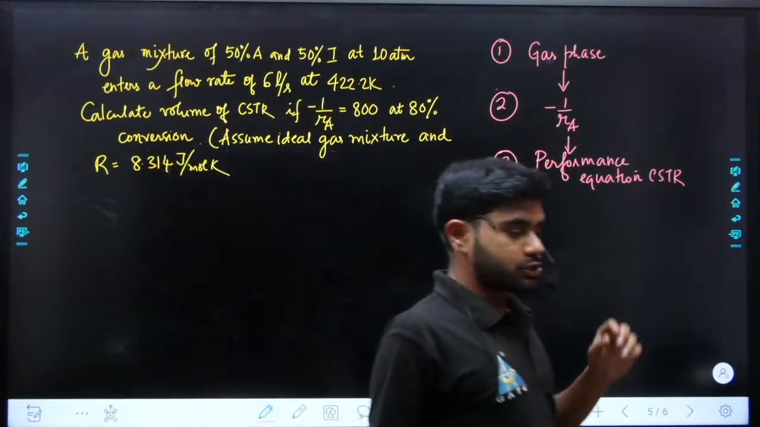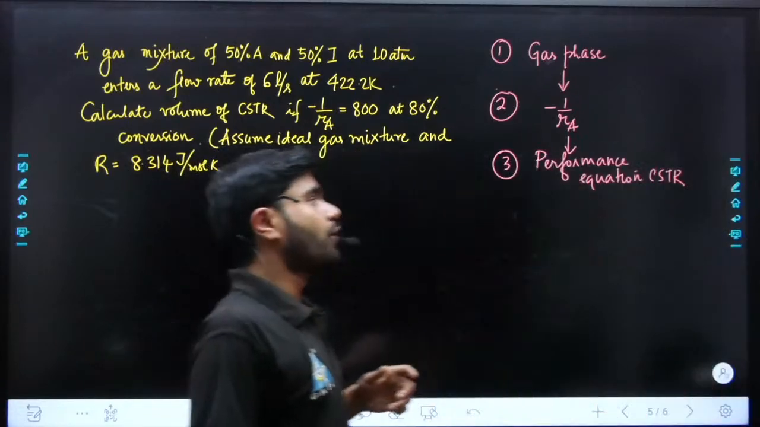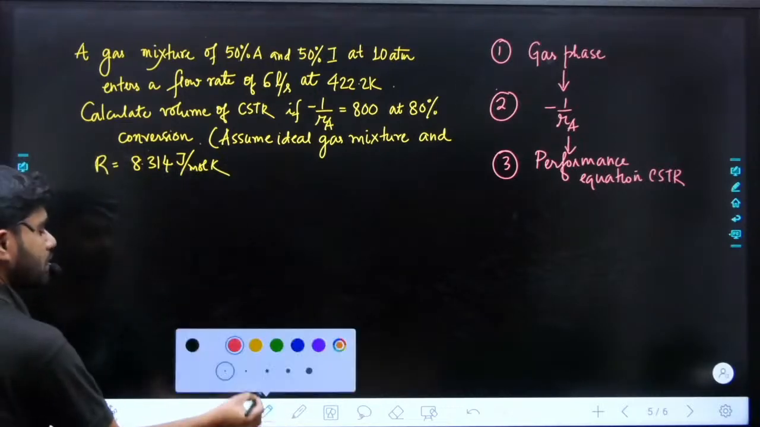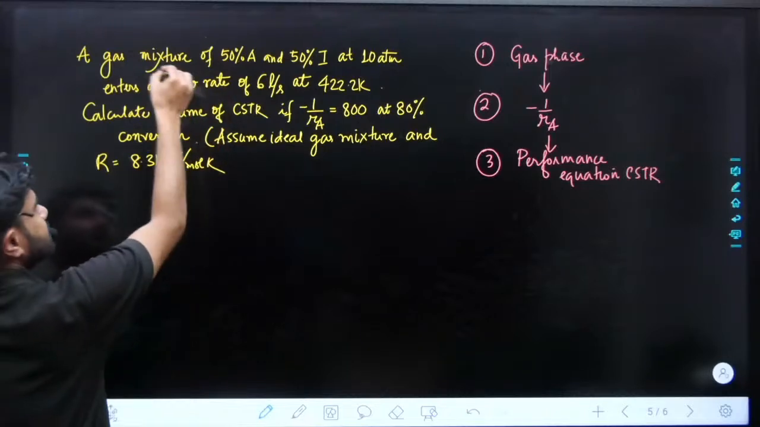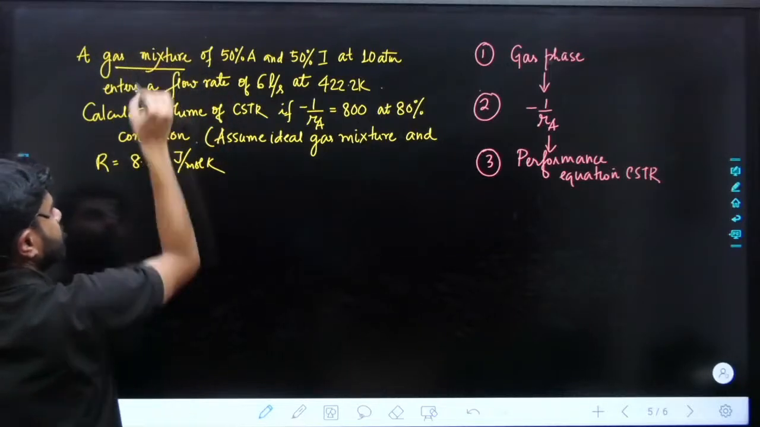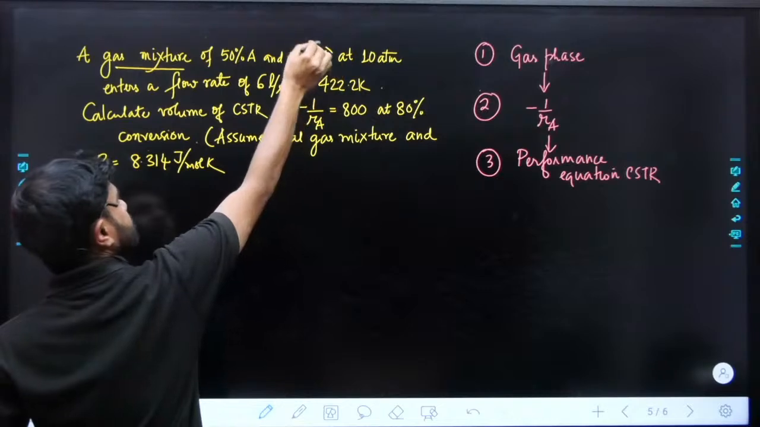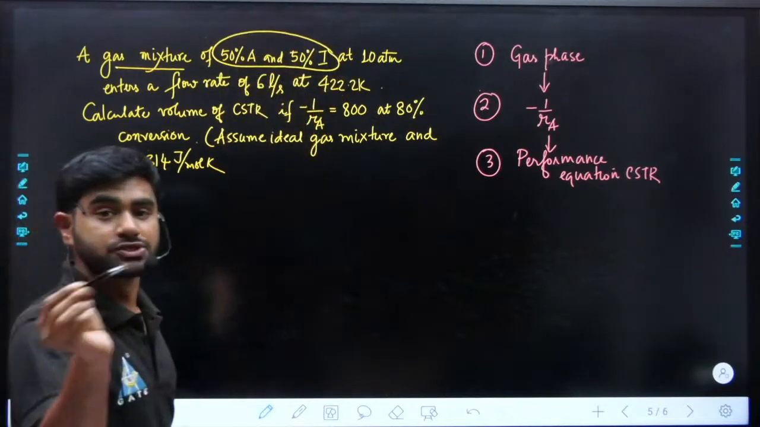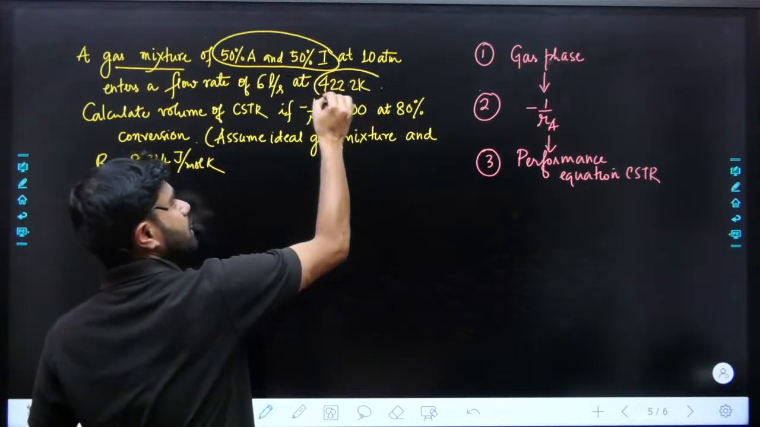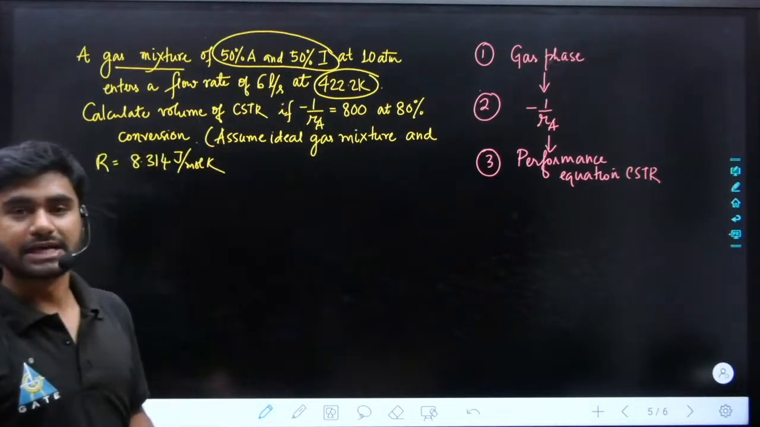Okay, so how can we approach? The first thing is to check the gas mixture that has been given to you. It contains two parts: 50% air and 50% inert. The temperature has been given as 422.2 Kelvin. These things are given to you.